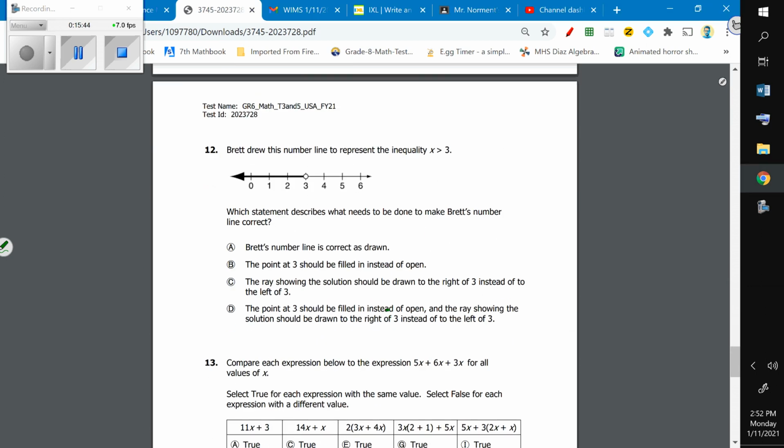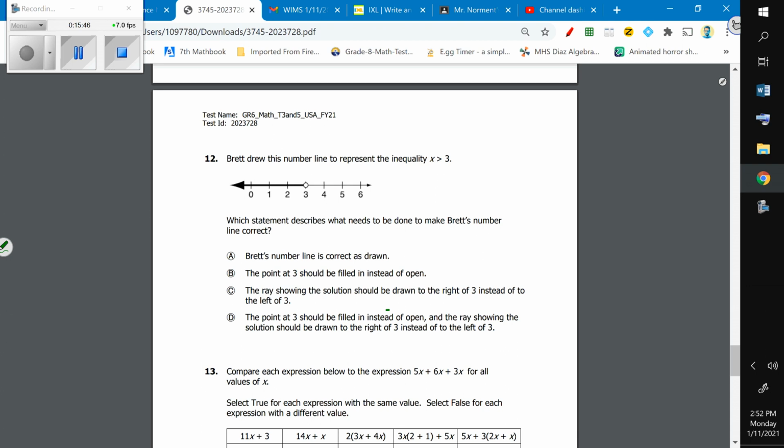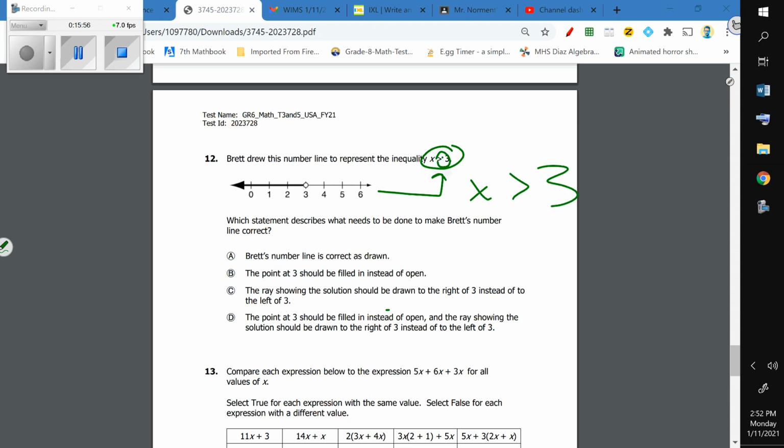Number 12. Okay, so they want to know, is this graph matching this inequality? This says x, since the mouth is facing, so this is what it looks like. And since the mouth is facing the x, you know x is bigger than 3. So where are the numbers bigger than 3? On the left side or the right side? Are 1 and 2 and 0 bigger than 3? No, definitely. Those are smaller. Those are less than 3, which means the graph needs to be going this way.